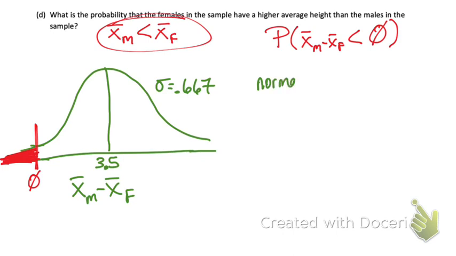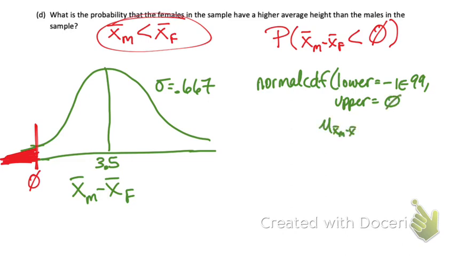Normal CDF. What is the lower boundary of this region? Forever. Negative infinity. What is the upper boundary? 0. What is the mean of the x bar m minus x bar f distribution? Corey, you up or down? And what is the standard deviation of the x bar m minus x bar f distribution? All right, you guys, you should be getting a very small number because 0 is very far away from the mean. I can't even comprehend that many zeros.